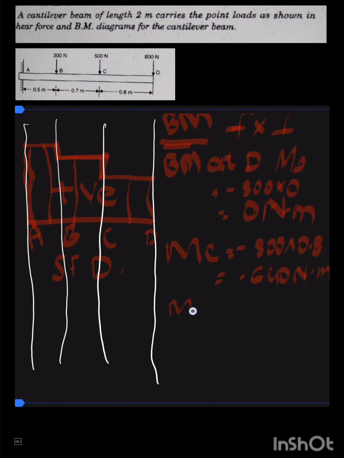Next, moment at B: minus 800 into (0.8 plus 0.75), minus 500 into 0.7, minus 300 into 0 because there is no distance. What is the answer we will get? Minus 1550 newton meter.